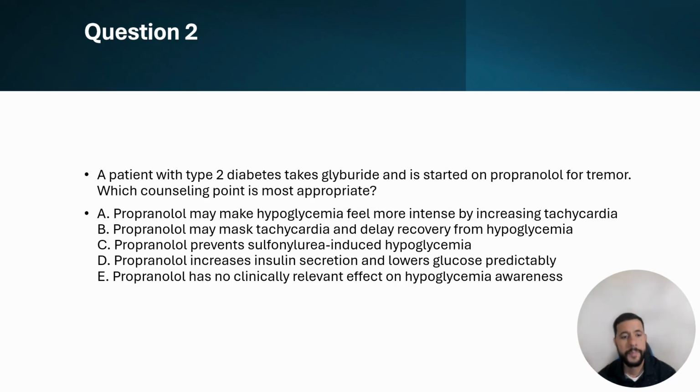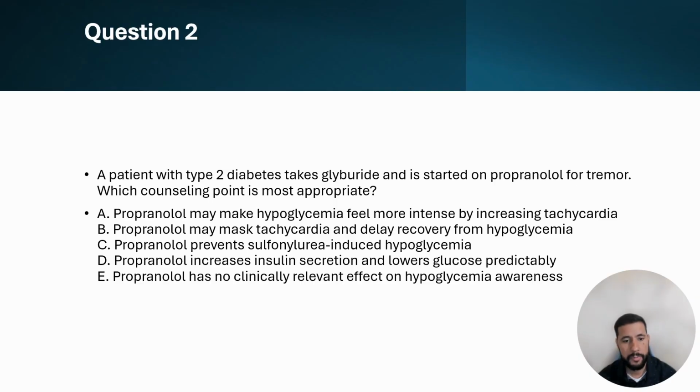Question number two. A patient with type 2 diabetes takes glyburide and is started on propranolol for tremor. Which counseling point is most appropriate? A. Propranolol may make hypoglycemia feel more intense by increasing tachycardia. B. Propranolol may mask tachycardia and delay recovery from hypoglycemia.